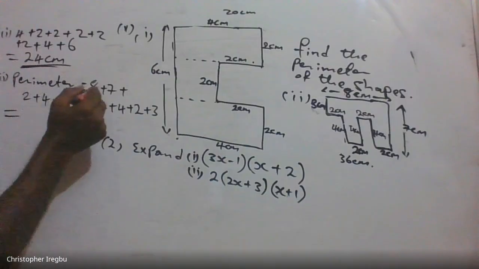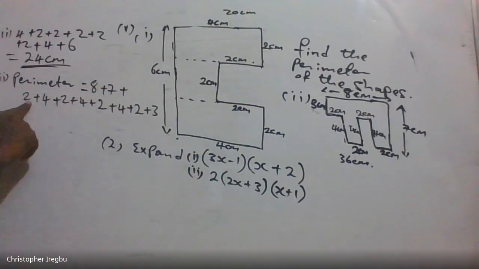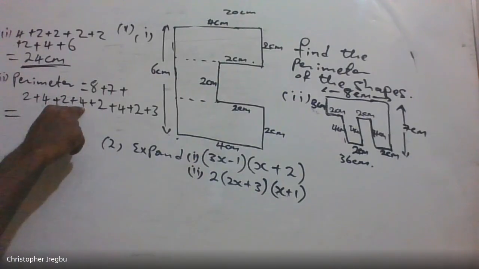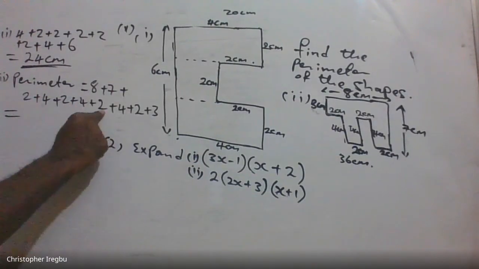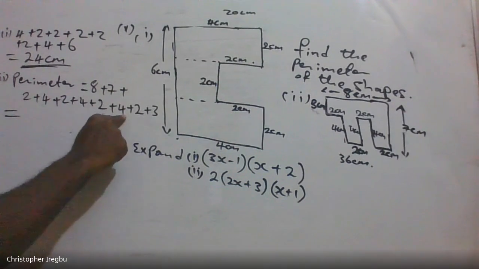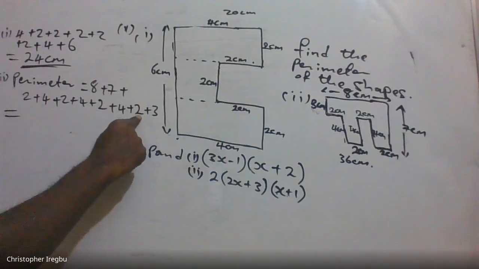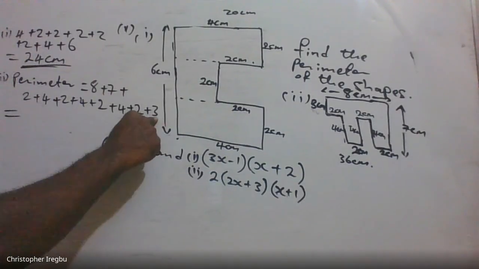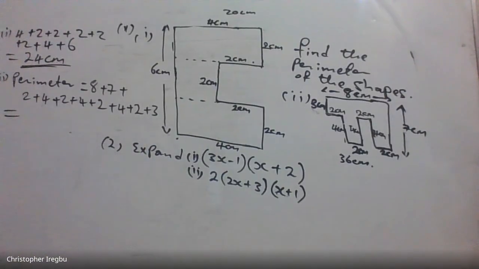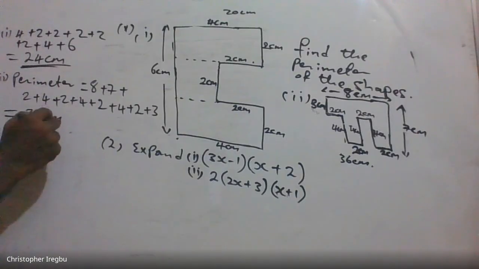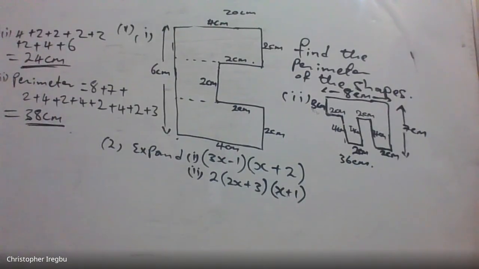8 plus 7 is 15. 15 plus 2 is 17. 17 plus 4 is 21. 21 plus 2 is 23. 23 plus 4 is 27. 27 plus 2 is 29. 29 plus 4 is 33. 33 plus 2 is 35. And 35 plus 3 is 38 centimeters. 38 centimeters, and that is the answer.